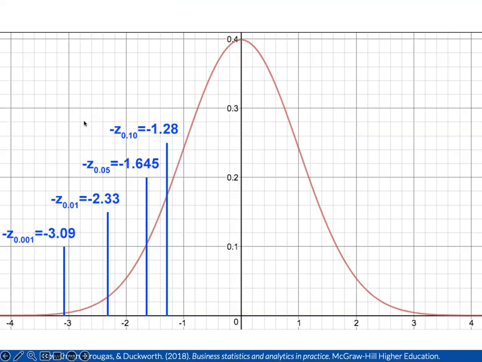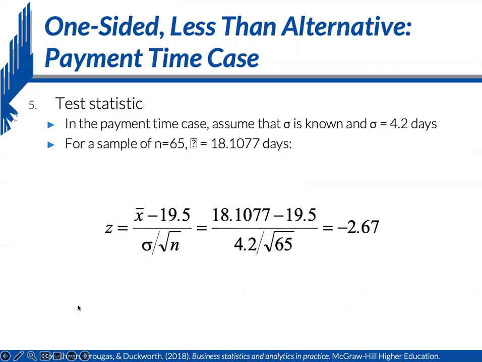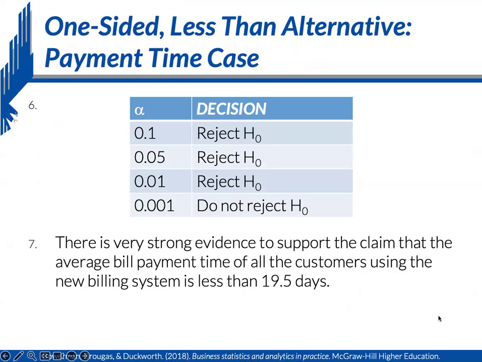So remember, we reject the null hypothesis if the test statistic is less than the critical value. So the areas to the left of the critical values can be said to be rejection areas. And the test statistic is inside the rejection areas of alphas 10, 5, and 1%. Okay, but the test statistic is greater than the critical value for 0.001. Therefore, we have here a summary of the decisions.